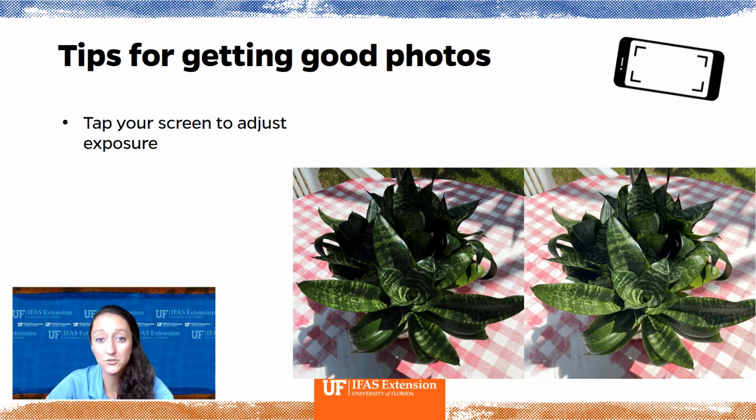Much like tapping the screen to focus, there's usually a quick way to tap the screen and adjust with a sliding scale the exposure of your photo as well. So for example, I didn't adjust the exposure on the photo on the left, and you can see that the plant is pretty dark and it's hard to see the details of the plant leaves. But I did use this exposure adjustment function on the phone on the photo on the right, and you can really see that nice pattern in the swirl of the leaves.